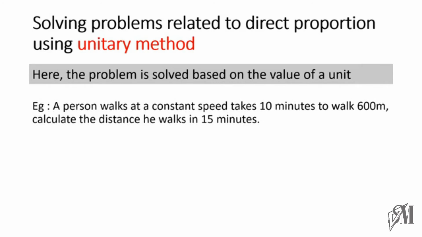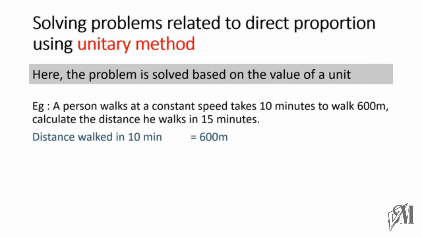A person walking at a constant speed takes 10 minutes to walk 600 meters. Calculate the distance he walks in 15 minutes. Now you have to understand first of all that this is a question based on direct proportion. When the time increases, the distance traveled will increase, because he's going at the same speed, right? Now let's see how to do this.